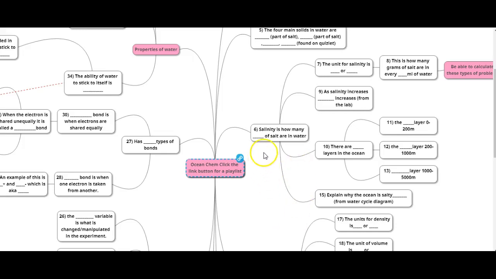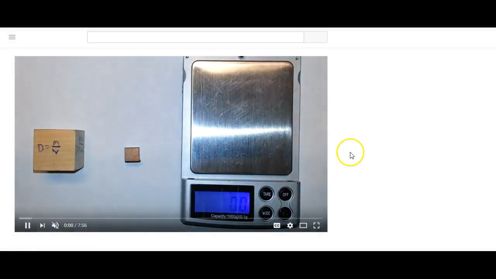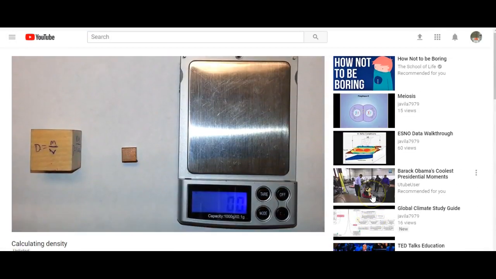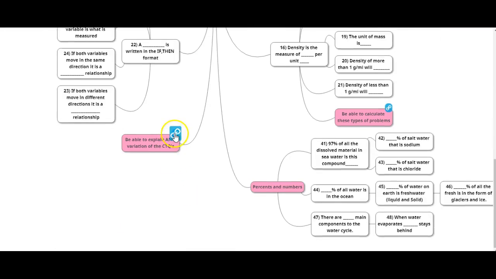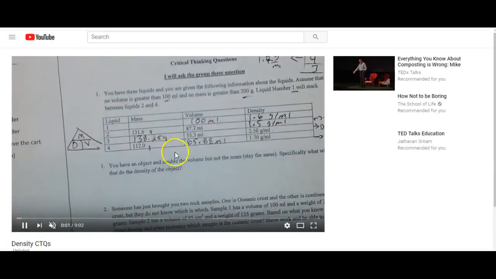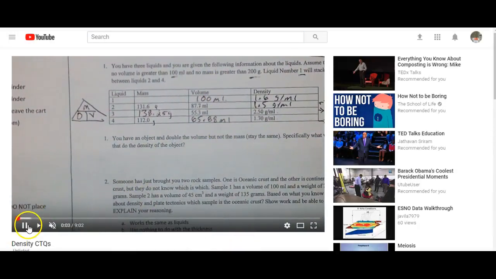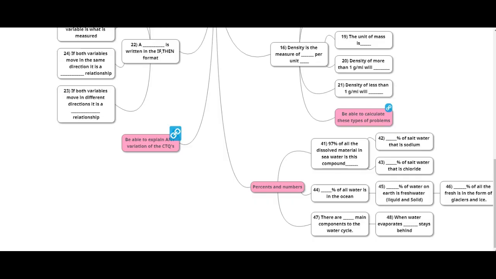Alright, I'm going to try to fly through this flowchart really quickly. I want to point out a couple things. If you click on this, it'll take you to a YouTube channel, and it covers the basics of everything that we covered. Over here, I suggest you watch the CTQ explanation. This will be on the test, so this is kind of just a breakdown and review of what we covered.